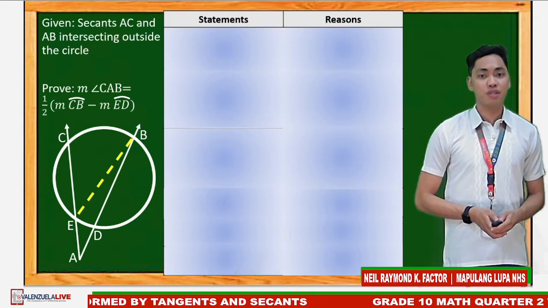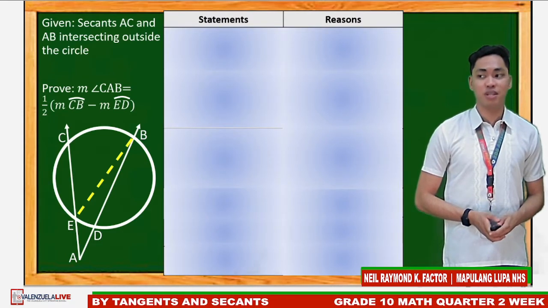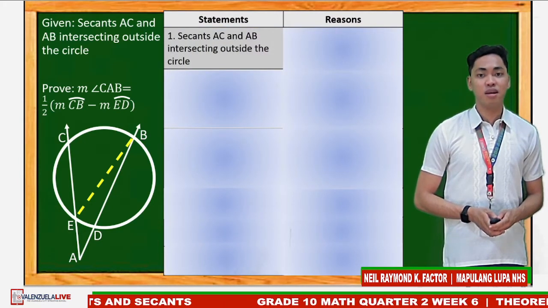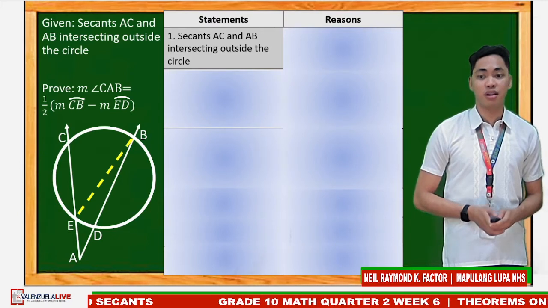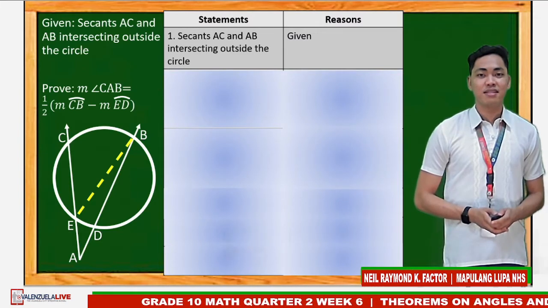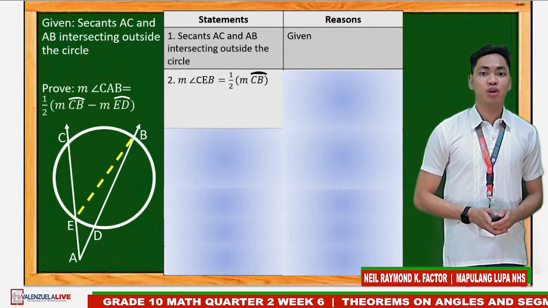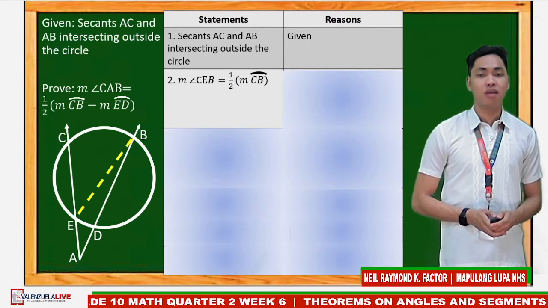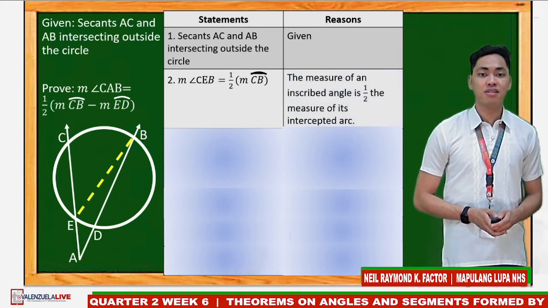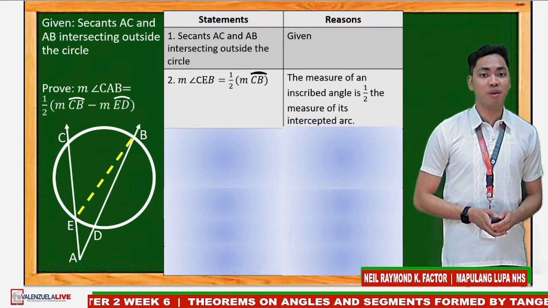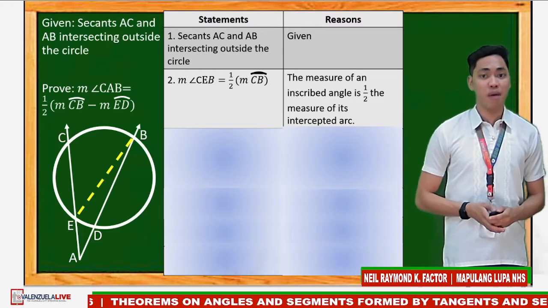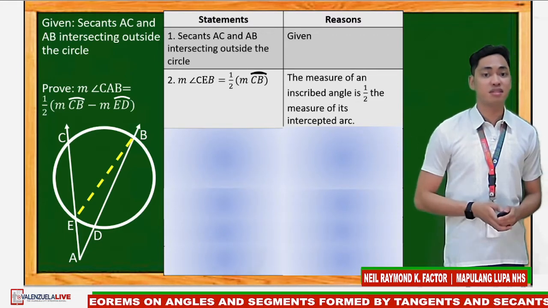So let's now use again the two-column proof consisting of statements and reasons. Statement number 1. Secants AC and AB intersecting outside the circle. Of course, we always start again with your given. Second statement. The measure of angle CEB is 1/2 the measure of arc CB. That is, the measure of an inscribed angle is 1/2 the measure of its intercepted arc. As you can see in the figure, CEB is an inscribed angle. So therefore, we can write this statement.